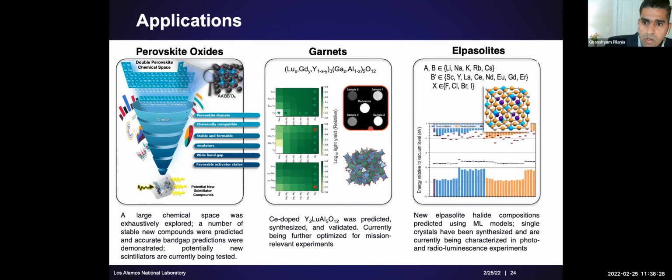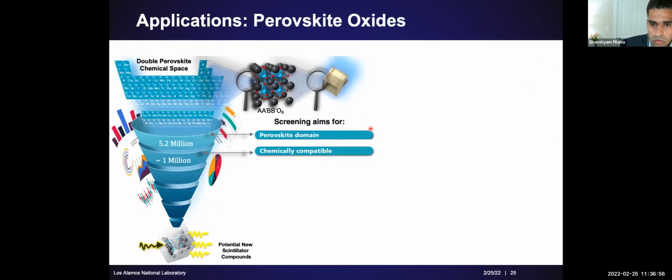So as a next step, we then go and apply this developed framework to different classes of compounds. We have applied it to perovskite oxides, garnets, and alpazolites. In each of these cases, we have made new predictions, and these compounds are at different stages of development and optimization. In the remainder of the talk, I would like to give you a flavor of what we have done in each case. So let's start with perovskite oxides.